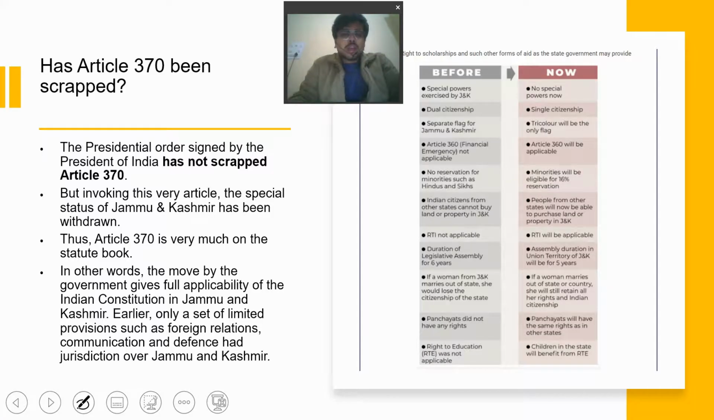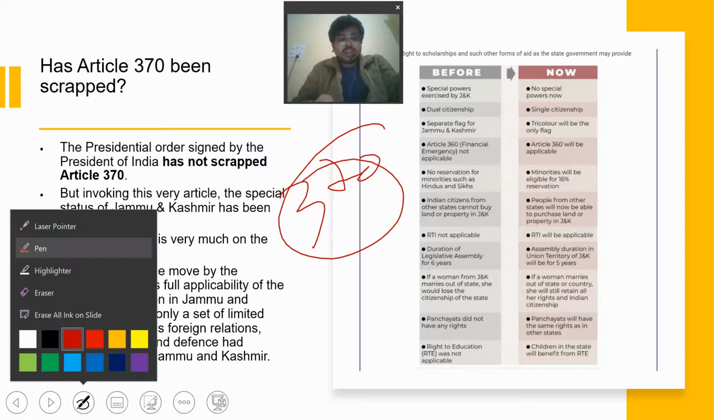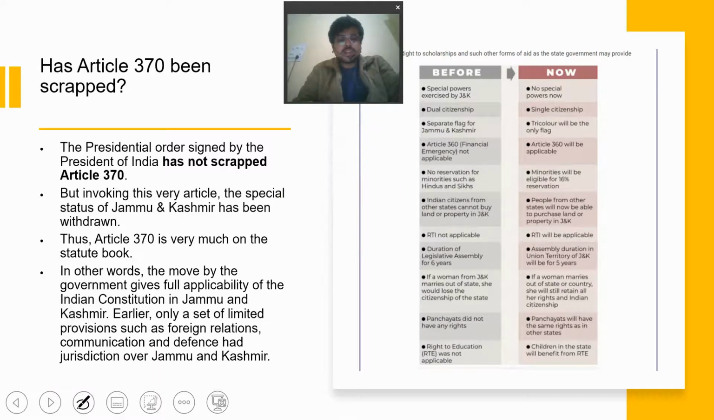Okay, so now that Article 370 was revoked in the year 2019, and this presidential order was signed by the President of India, it is like that we haven't removed Article 370 from our constitution, but it is just on paper. Article 370 was for Jammu and Kashmir. But by invoking this article, the special status of Jammu and Kashmir has been withdrawn, and it has not been scrapped, but it is present in written form in the statute book.